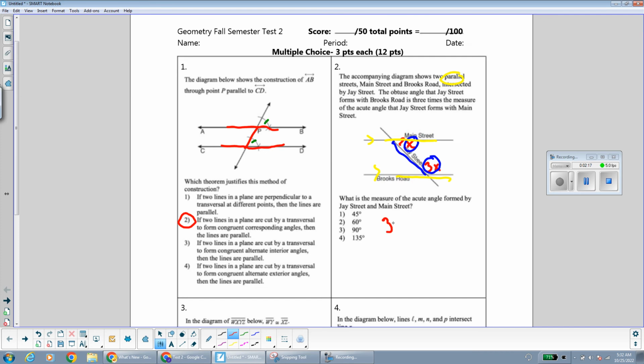So we can make an equation, 3x plus x is equal to 180. 4x is equal to 180. x is equal to 45. And the question was just asking us for the x value because the angle formed by Main Street and J Street, that acute angle here, we represented as x since the other angle was 3 times as big as it. Moving on.